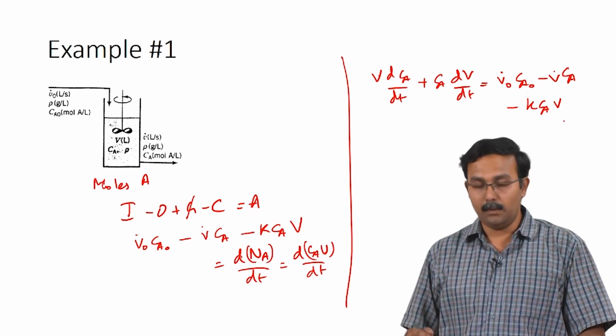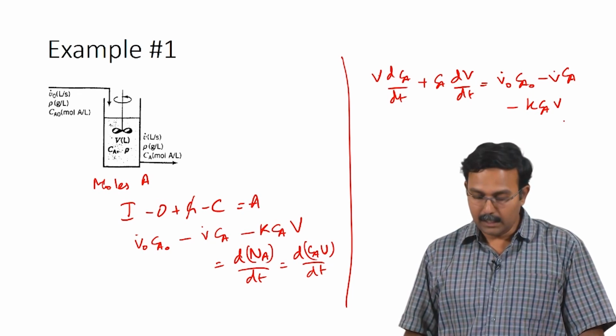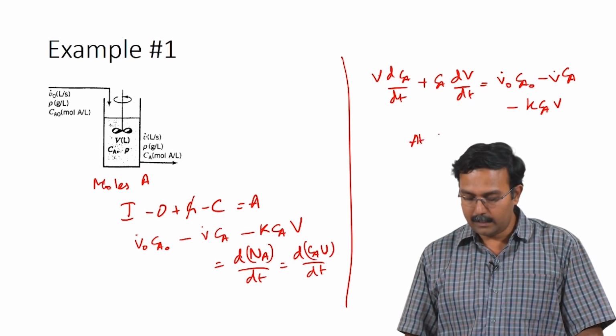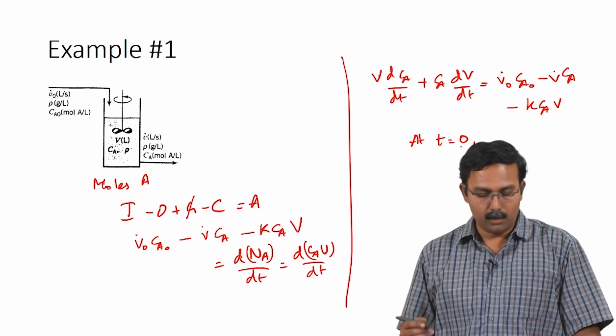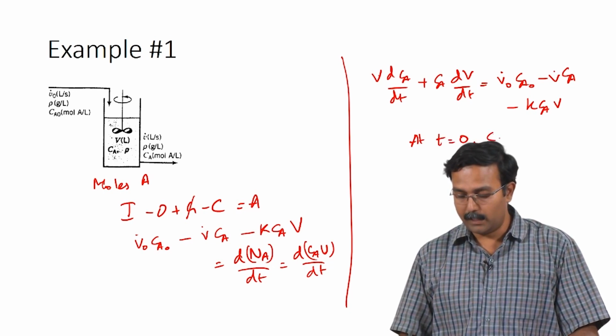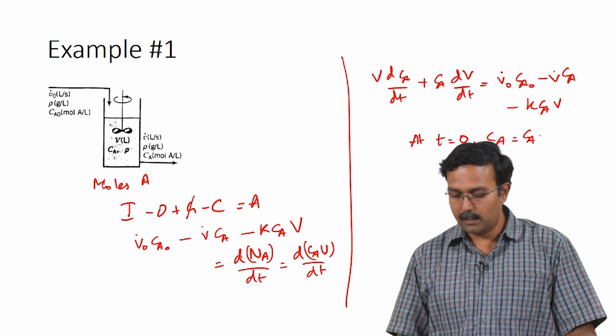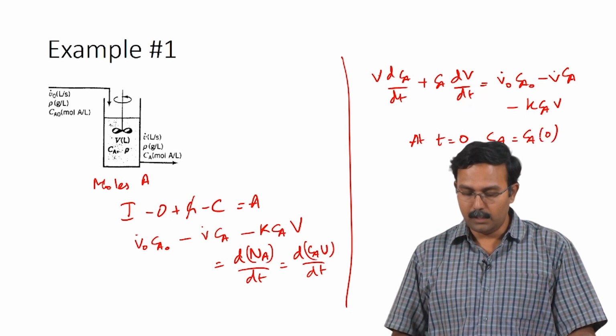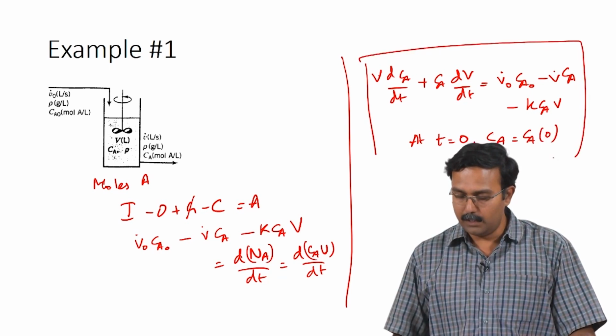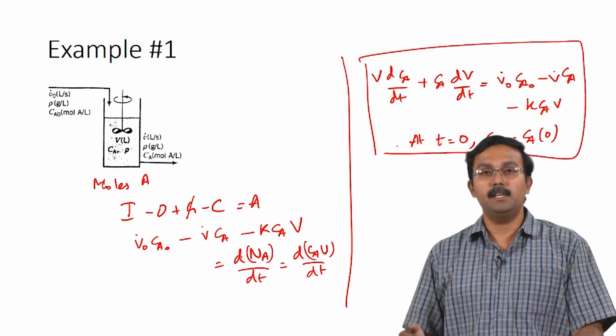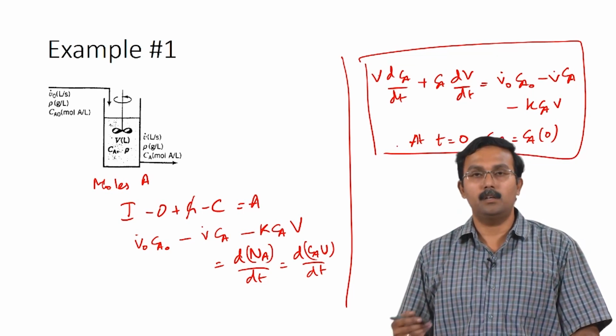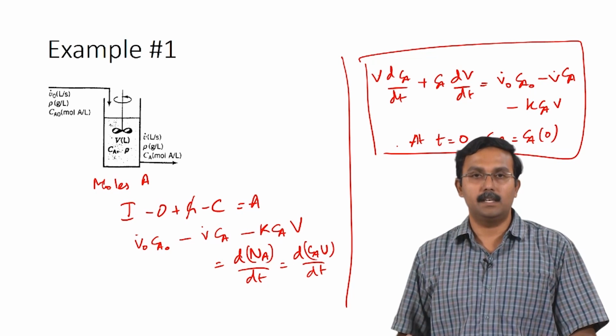Now, we also need to write what would be the initial condition. So, at time equals 0, we do not know what the concentration of A would have been. So, we can just say Ca equals Ca of time 0. So, this would be the initial condition. With this, we have the differential balance equation for number of moles of A and the initial condition.